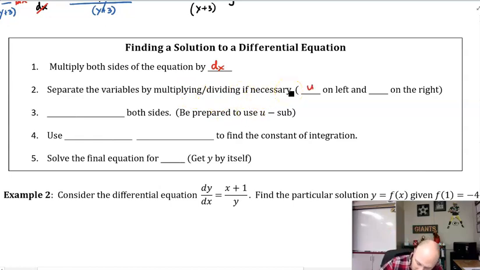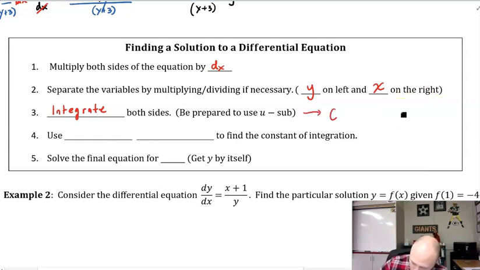Generally, you're going to have your y values on the left and your x values on the right. That's just most common with the setup. Then step 3, we are going to keep on the integration train. We are going to integrate both sides next. Now be prepared to use u sub, and we'll get into an example with that. And then this is where we will get what's called a general solution.